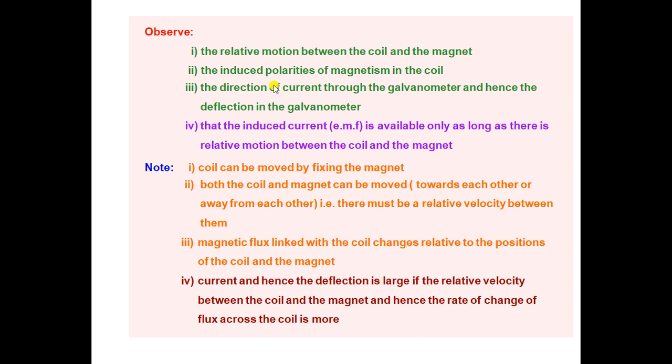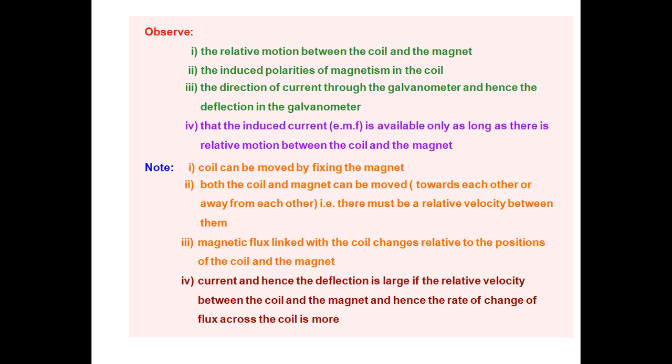You should observe how much current is flowing, and after that the direction of the current through the galvanometer and hence the deflection in the galvanometer. So if the deflection in the galvanometer is more and in one direction, then the coil or magnet is moving towards, and whenever the magnet is moving away from the coil, the galvanometer deflection is exactly opposite, therefore the current is moving in exactly the opposite direction.